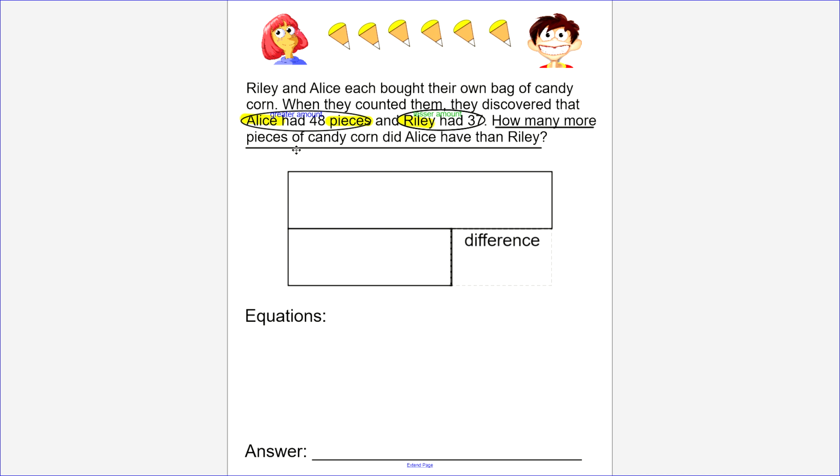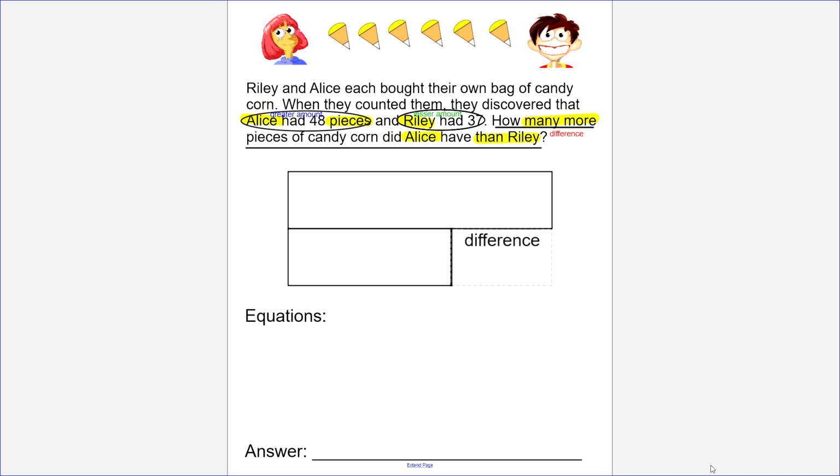Now, when I look at that question, how many more pieces of candy did Alice have than Riley? I see the compare words. That tells me the question is asking about the difference because it includes the compare words or the difference words, more than. I know that the information I'm trying to find in this problem is the difference. I know the greater amount, Alice's candy, and the lesser amount, Riley's candy.